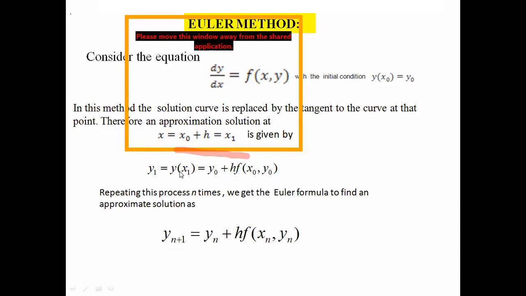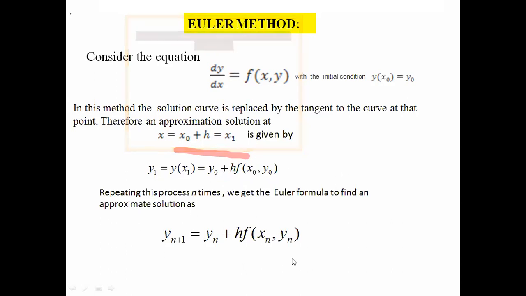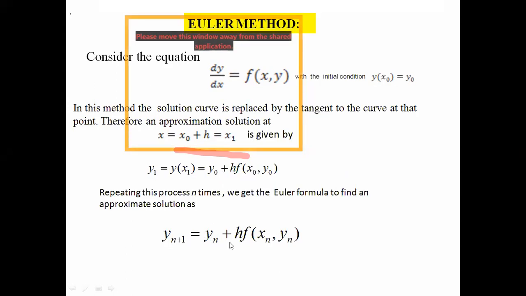By knowing the solution at x1, we can go for the solution at x2. How do we get x2? x naught plus h is x1, x1 plus h is x2, x2 plus h is x3. Continue like this. So the iteration formula for this Euler method is this one. To get the solution at the n plus 1th iteration, take the solution at the nth iteration, and add the slope, that means the value of the function at xn, yn, the answer you got in the previous iteration, multiplied by h. This is the iteration.